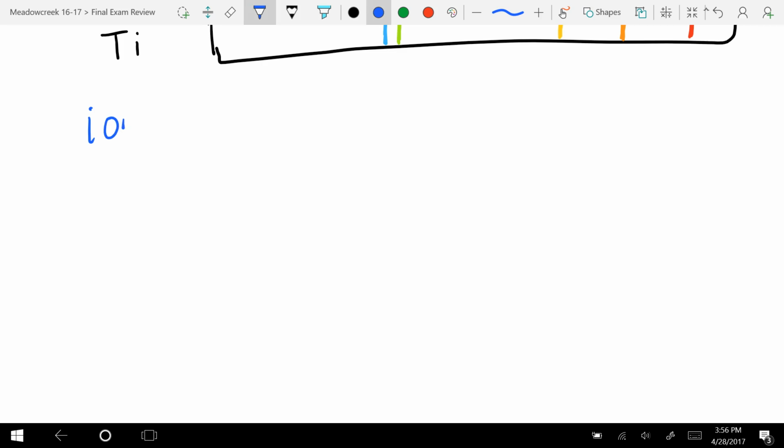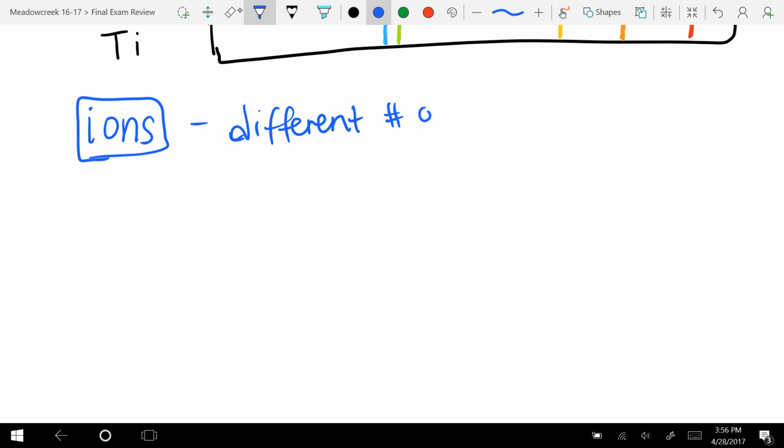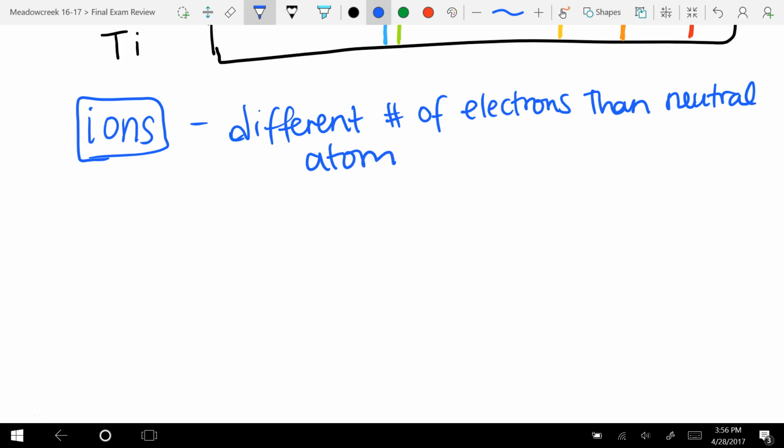If I could spell ions. Okay. Now ions have a different number of electrons than a neutral atom. Okay, now in a neutral atom, the number of protons is equal to the number of electrons.